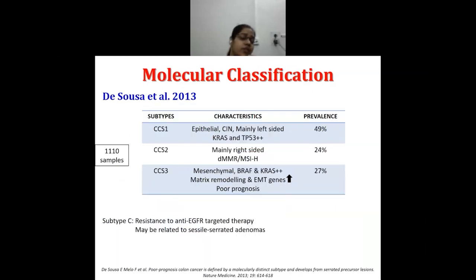The classification given by De Sousa et al. in 2013 subtyped colorectal cancers into CCS 1 to 3. The subtype 1 with epithelial characteristics, CIN, mainly being left-sided, KRAS and P53 mutation. Type 2 mainly being right-sided with DMMR, MSI high type. Type 3 being mesenchymal with BRAF and KRAS mutation. And also it had associated matrix remodeling and EMT gene upregulation and was associated with poor prognosis. The third subtype was found to have resistance to anti-EGFR directed therapies.